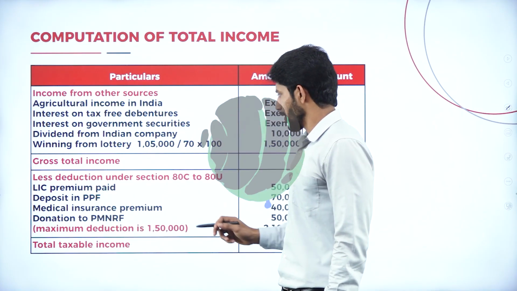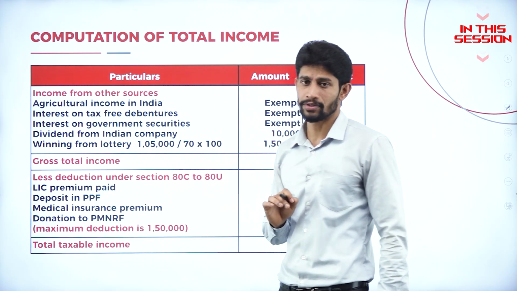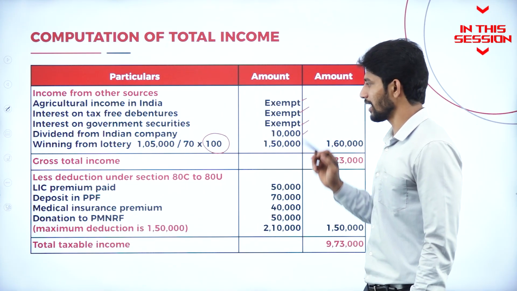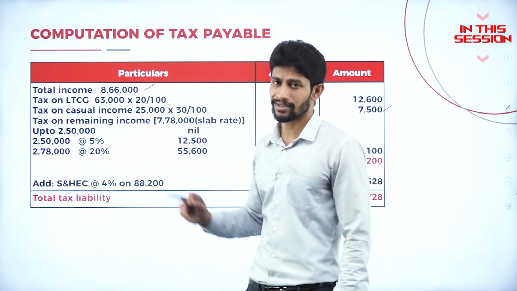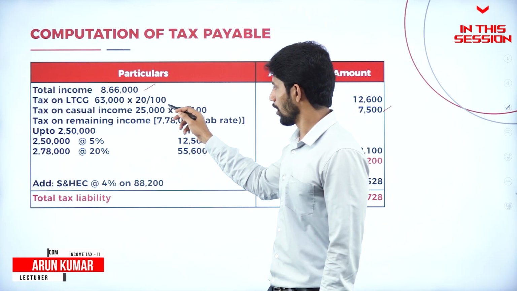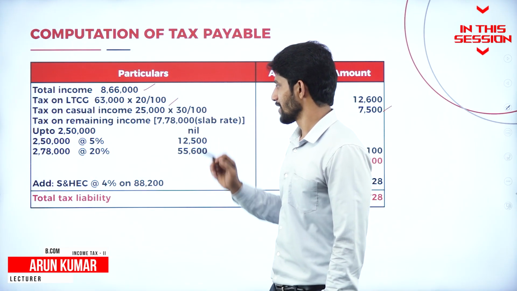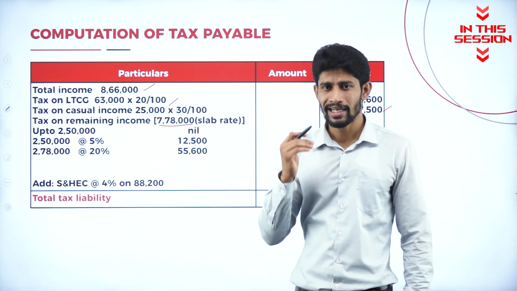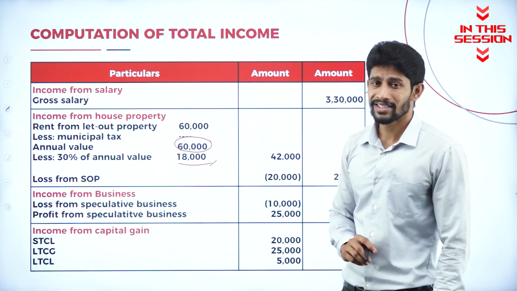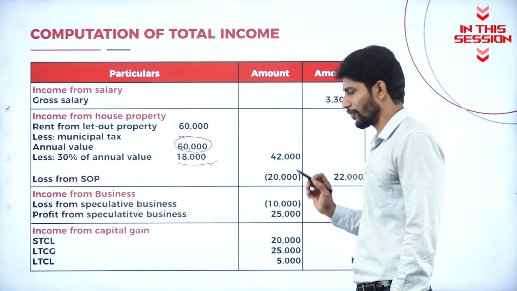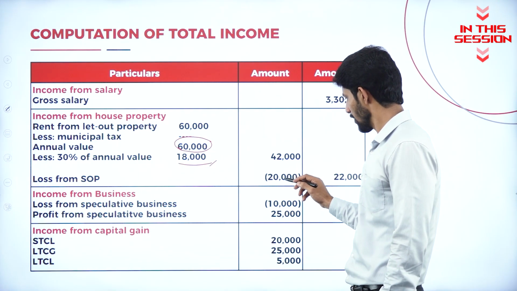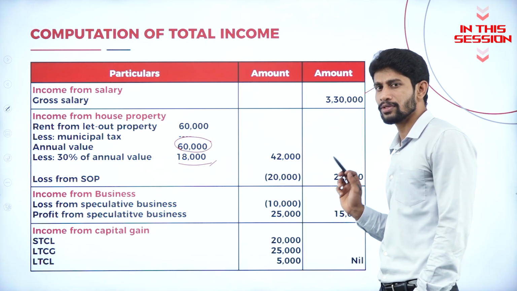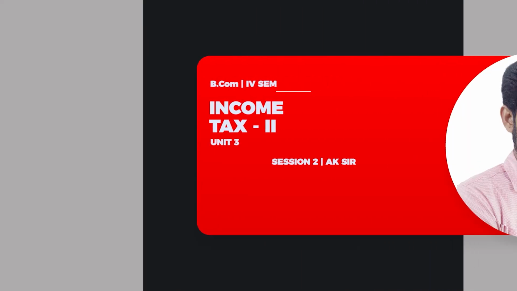So if 1,05,000 is for 70%, what is the value for 100%? So you will get 1,50,000. If you deduct 63,000 and 25,000 of casual income, you will get balance of 7,78,000. On 7,78,000, apply the slab rate. From self-occupied property, what is the value? 20,000. So set off this 20,000 loss from profit of 42. The balance you will get 22. So 22 is income from house property.